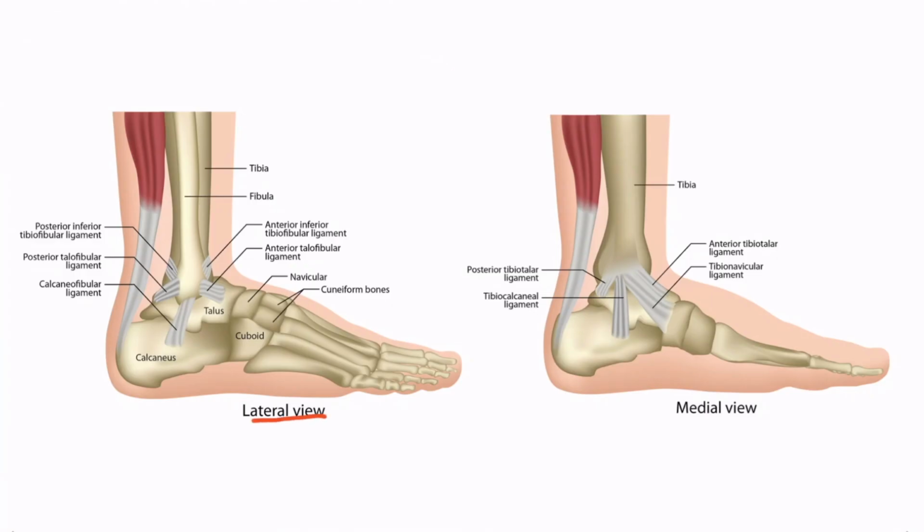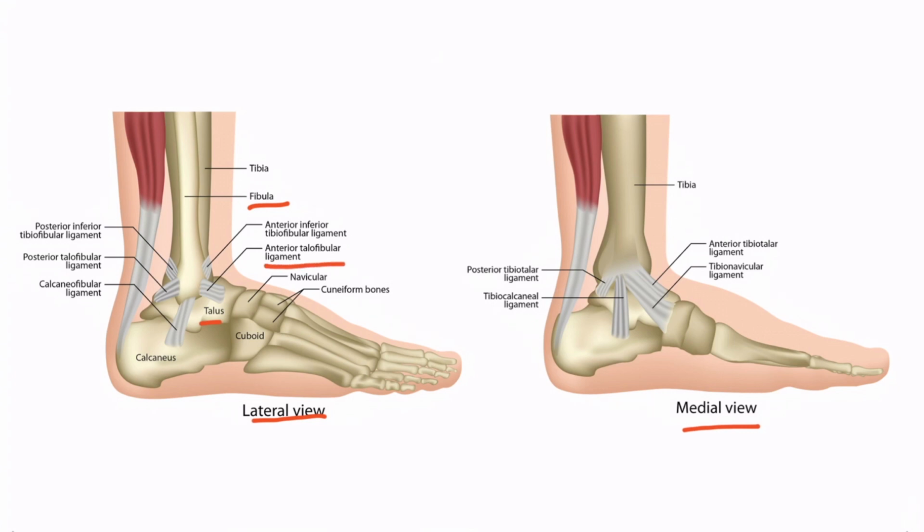Here we have a lateral view and a medial view of the ankle. Let's focus on the lateral view first. So again, these ligaments are weaker than the medial ligaments, so they're much more commonly injured. The names of the ligaments are pretty straightforward if you understand the bones. So for example, the fibula is right here and the talus is right here. So the ligament that runs between these two structures is called the anterior talofibular ligament, or ATFL.